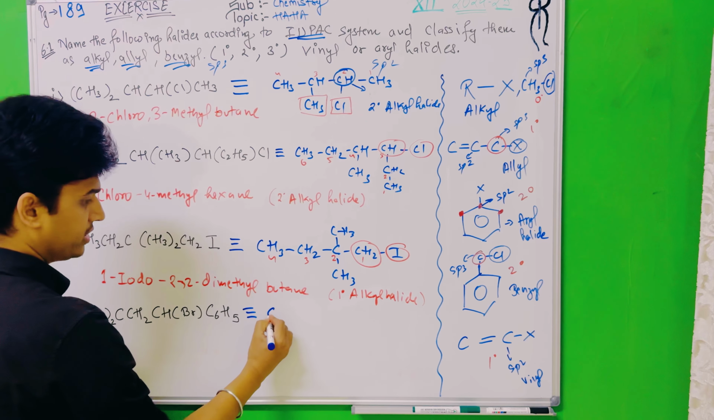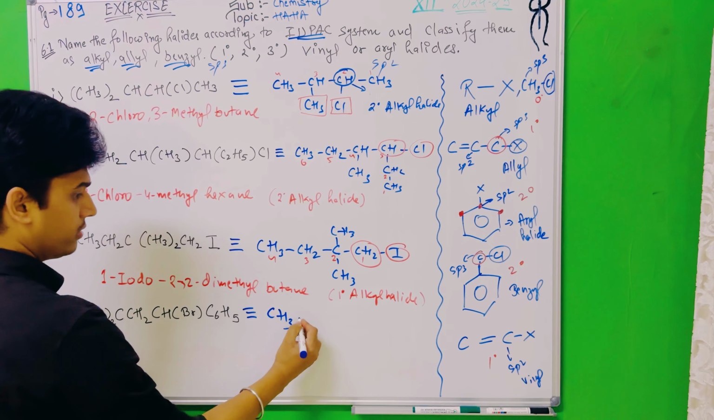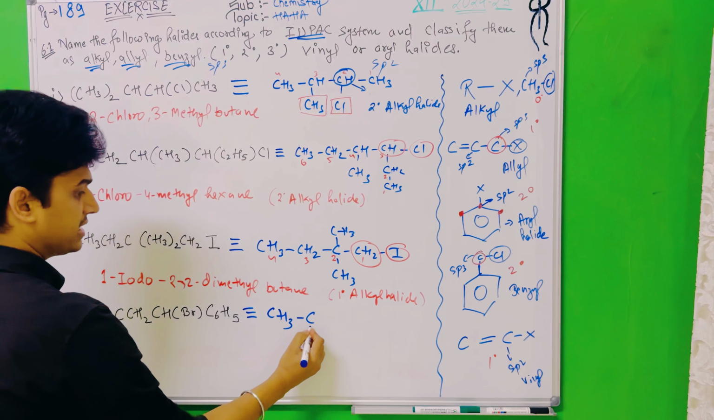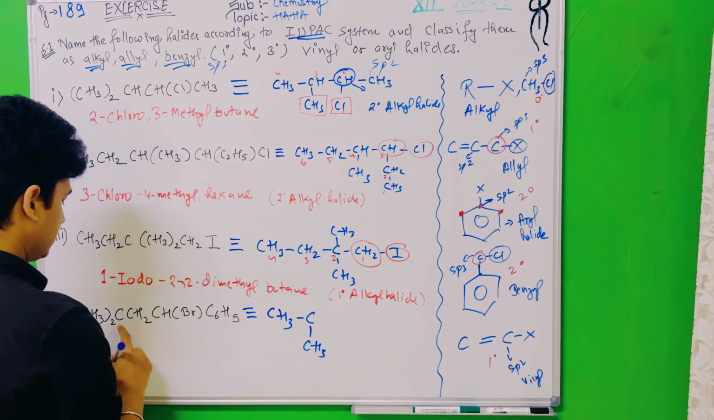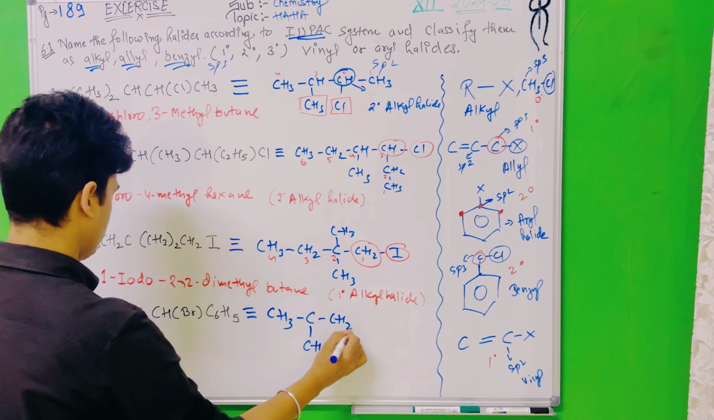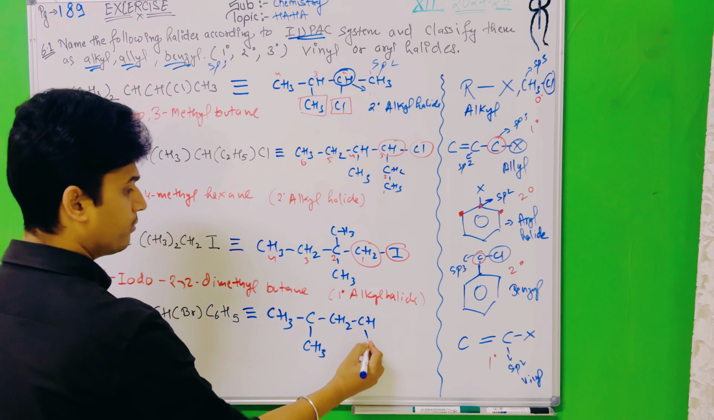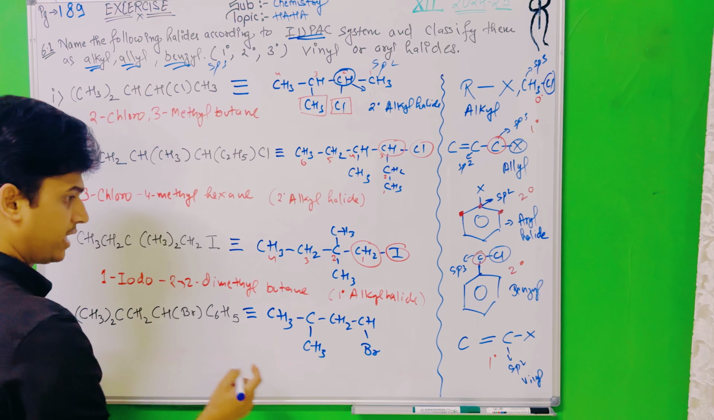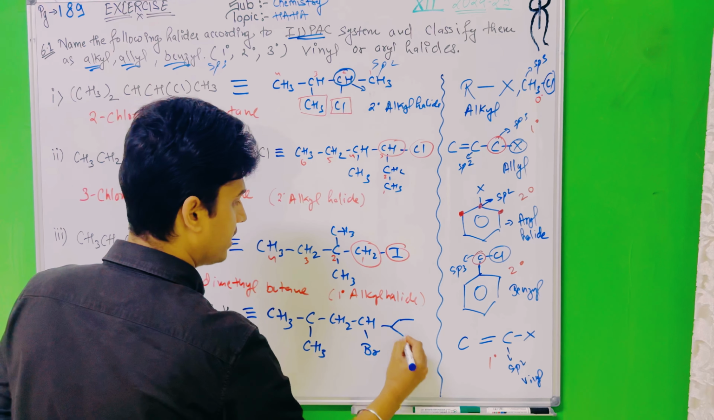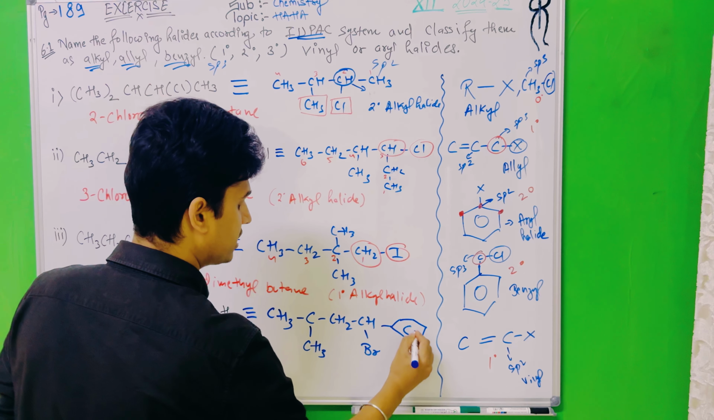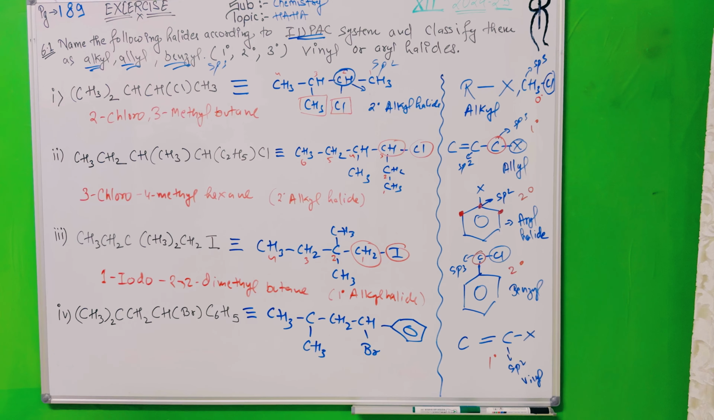So CH3 2 times. CH3 2 times in brackets means it is attached as a branch. So 2 times CH3 over, then C, then CH2, then CH. CH has a bromine as a branch because it is in brackets, and then C6H5. C6H5 means a benzene ring, what we call a phenyl group.